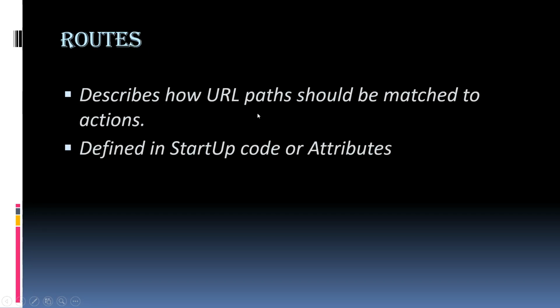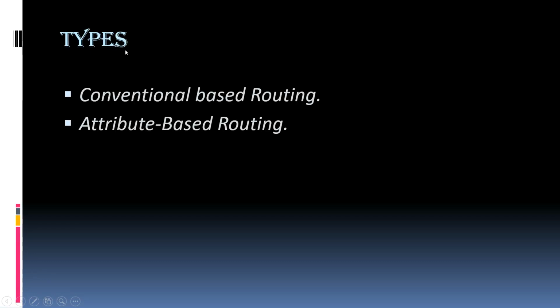Routes describe how the URL path should be matched to their actions. Routes are also used to generate the URLs sent out in responses. These routes are defined in startup code or attributes. The different types of routing supported by ASP.NET Core MVC are conventional based routing and attribute based routing. In conventional based routing, the route is determined based on the conventions defined in the route templates, which will map the incoming request URL to the controller and their action methods.